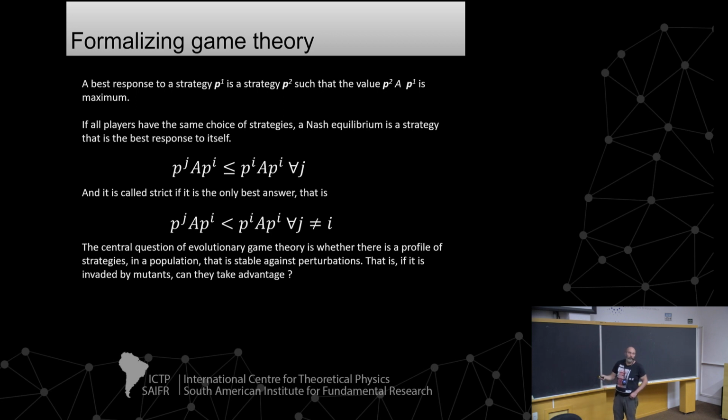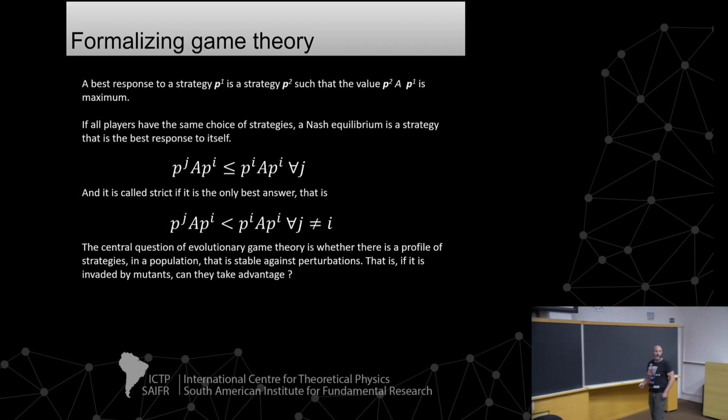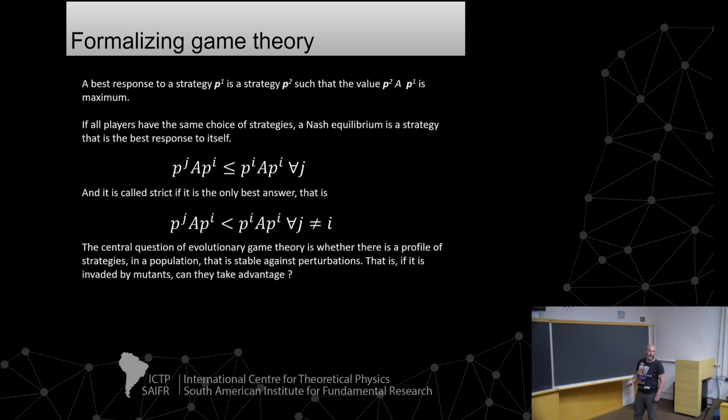For example, there could be a strategy P3 that against P1 gets the same payoff as P1 against P1. So in that case, instead of having a strictly higher payoff here, you will get higher or equal. When you have higher or equal, you have a Nash equilibrium. If you have a strictly higher payoff, you get a strict Nash equilibrium. This is the definition. There are no players involved here.